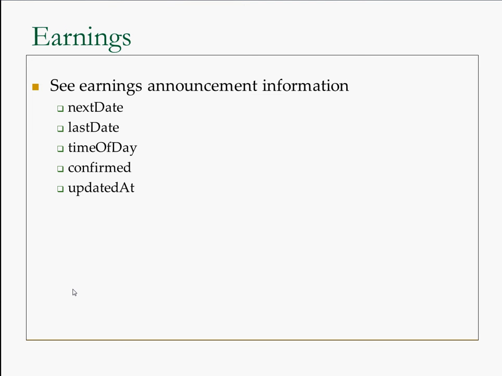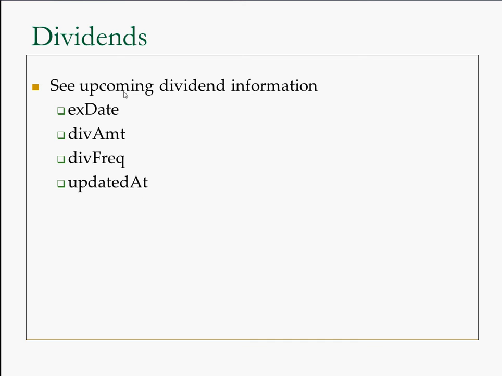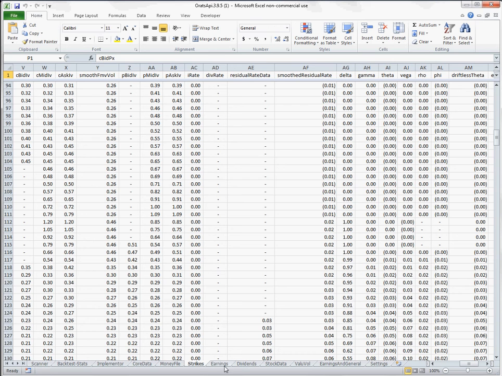The earnings, this is that premium subscription where you could see the next date, the last date, the time of day, confirmed, and when it was updated. And same for dividends. See the upcoming dividends, X date, dividend amount, dividend frequency. Just quickly, we'll check that out.